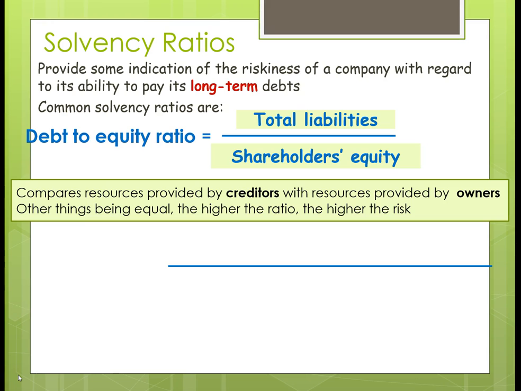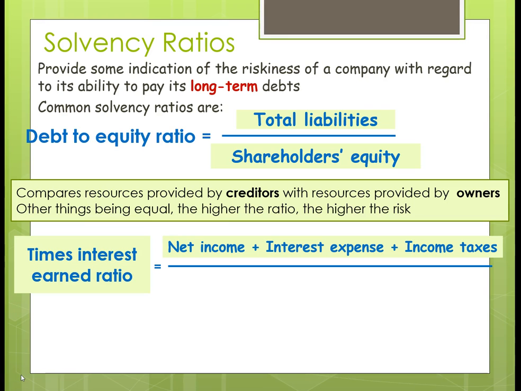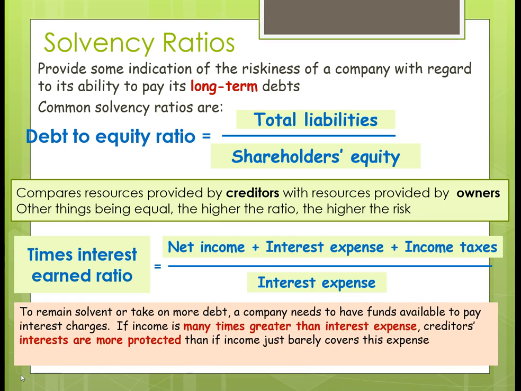Okay, so it compares resources provided by creditors with resources provided by owners. Other things being equal, the higher the ratio, the higher the risk. Because if you finance with too much debt, you don't pay it, you can lose the company. The other is our times interest earned. It's net income plus interest expense plus income tax, divided by interest expense. To remain solvent or take on more debt, a company needs to have funds available to pay interest charges. It shows how many times greater income is than interest expense. Creditors' interests are more protected than if income just barely covers the interest expense.